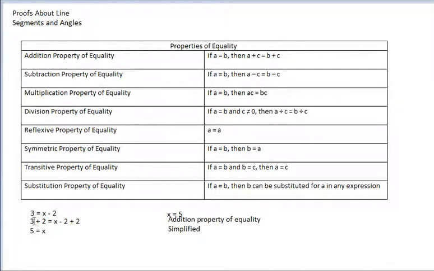For this first one, when I added 2 to both sides, I'm using the addition property of equality. If I have an equation and I add the same number to both sides, then I've used that. Here, once I have added those, all I did was simplify. I took 3 plus 2, I got 5, and then I took x minus 2 plus 2, and I just got x. So we can call that simplified. So those are the reasons why I am able to do this problem.